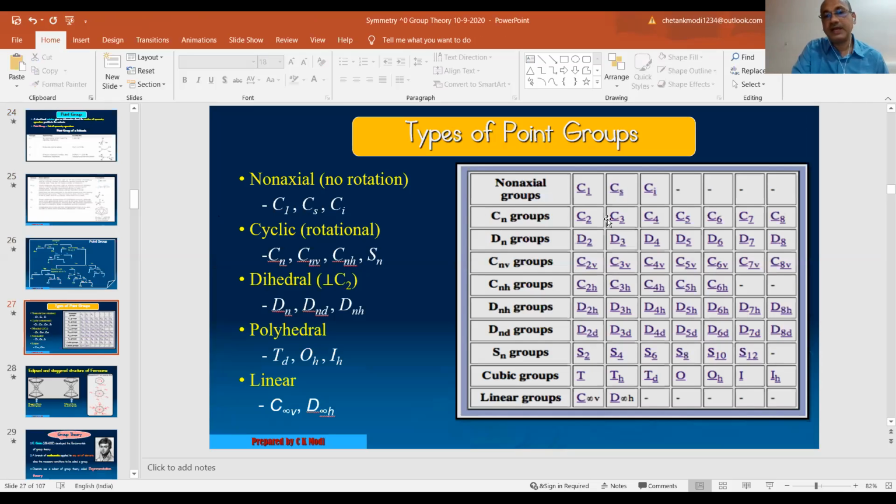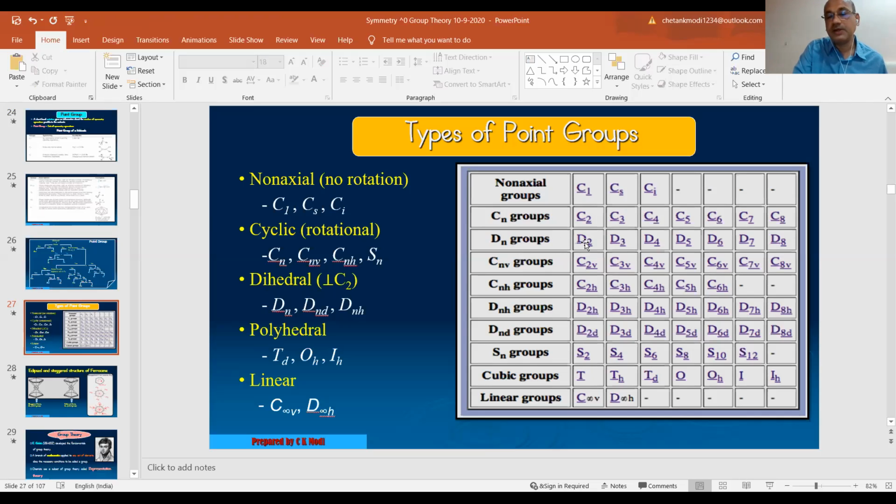The CN group would be either C2, C3, C4, C5, C6, C7, and C8. So it would consist of only a rotation axis. Therefore, C2, C3 come under this category. Either only a C2 axis is present: E and C2, identity is present and the C2 axis is present, therefore the point group is C2. E is present and only one rotation axis C3 is present, therefore C3, C4 like that.